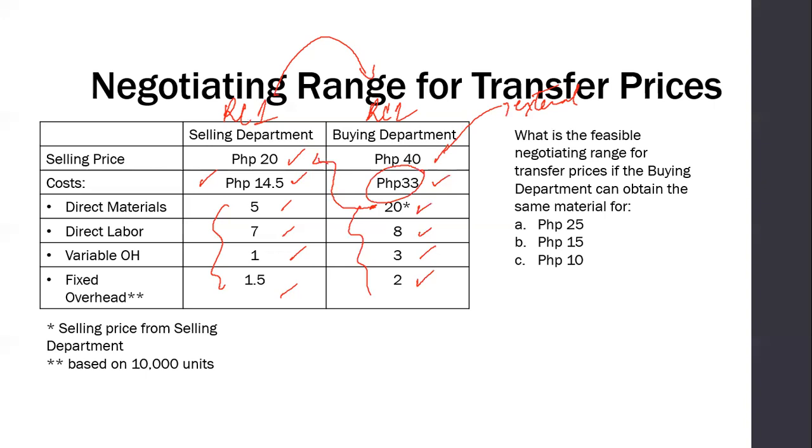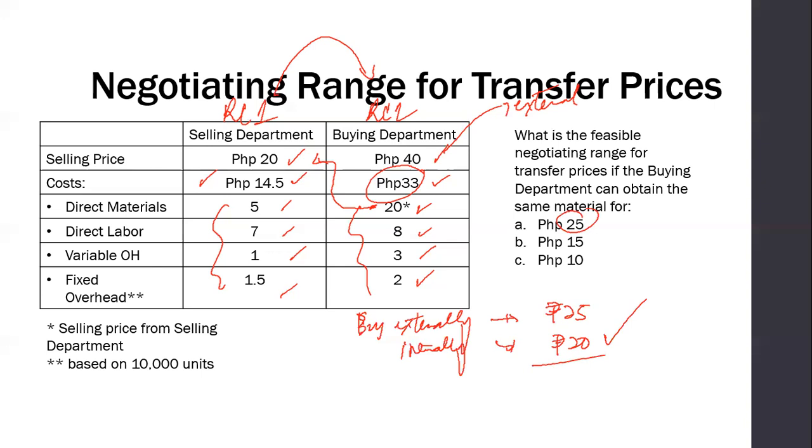Now, the question is, if the option of the buying department is to buy the same product for 25 pesos from another supplier, what will be the decision of the buying department? So if you look at the buying department, what are its options? Buy externally at 25 or buy internally at 20. So therefore, his decision will be to buy internally.